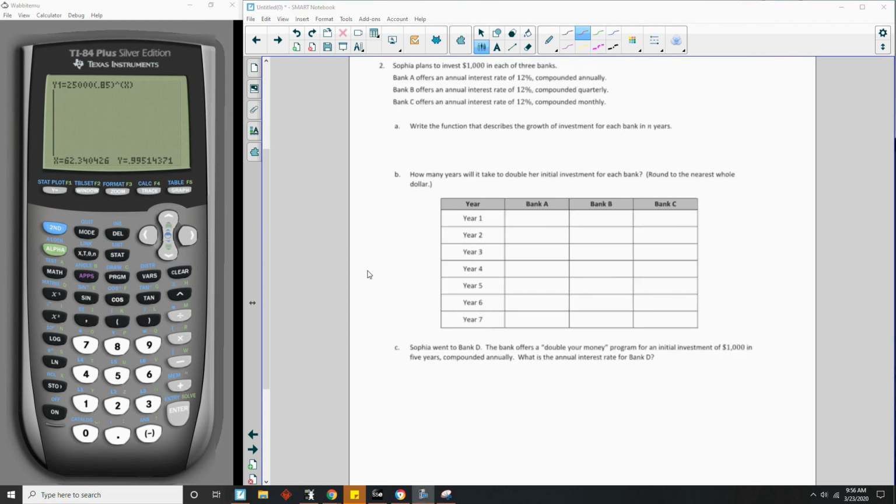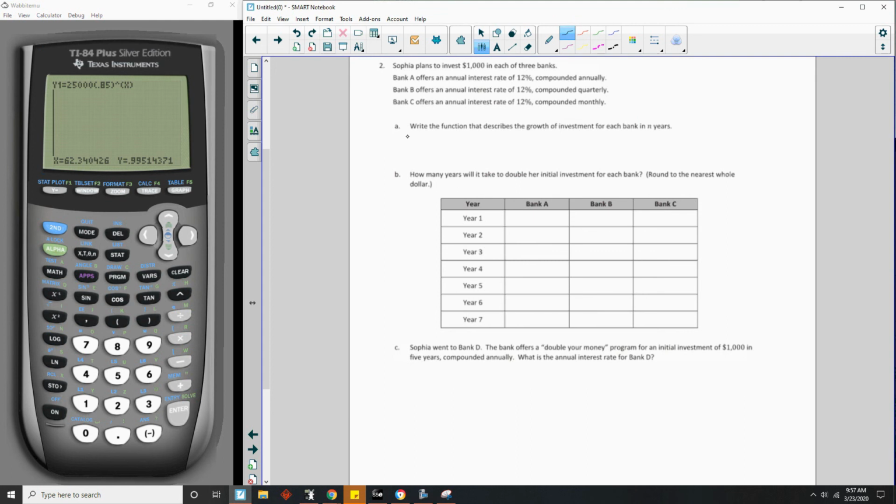Okay, number 2 says, Sophia plans to invest $1,000 in each of the 3 banks. Bank A offers an annual interest rate of 12% compounded annually. Bank B compounds quarterly, and Bank C compounds monthly, all at 12%. Write the function that describes the growth of investment for each bank in n years.